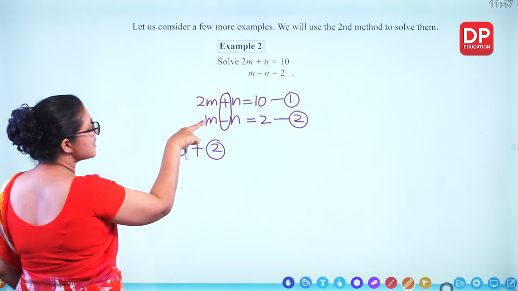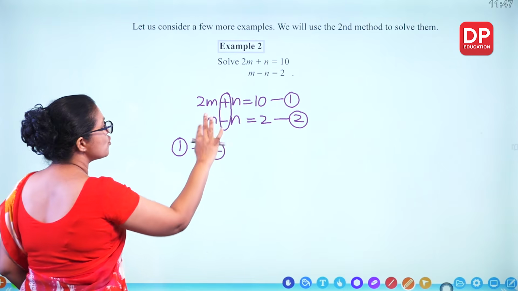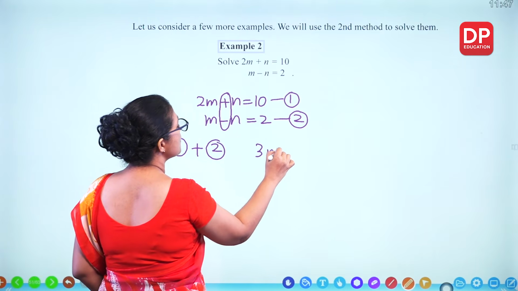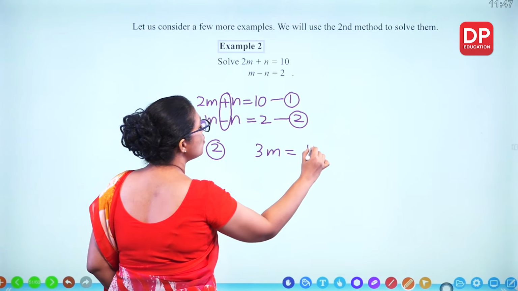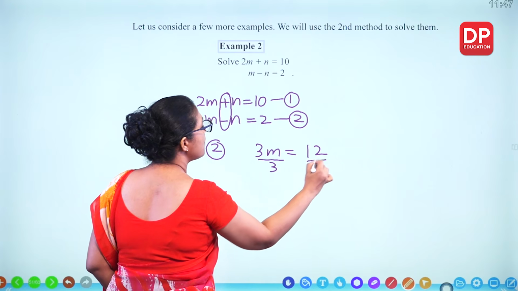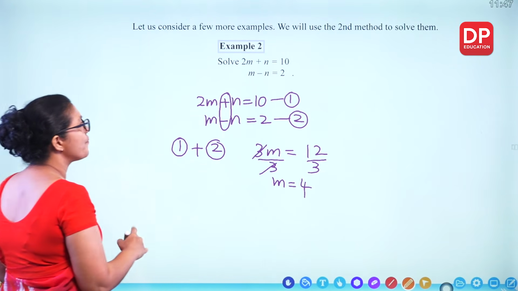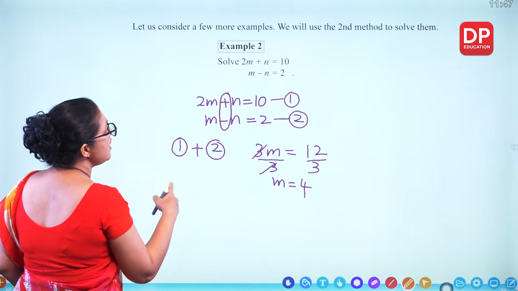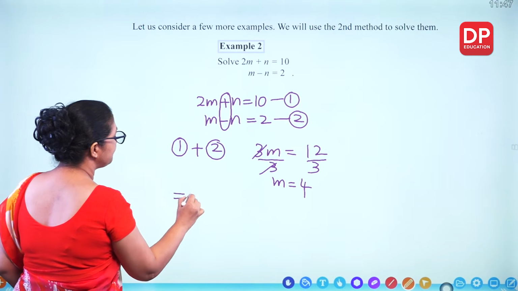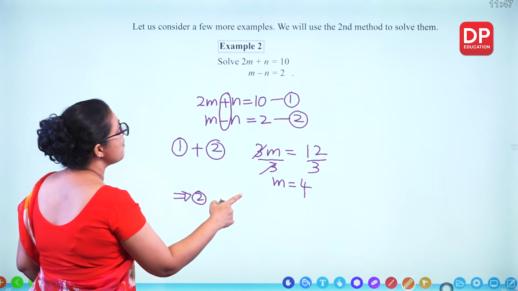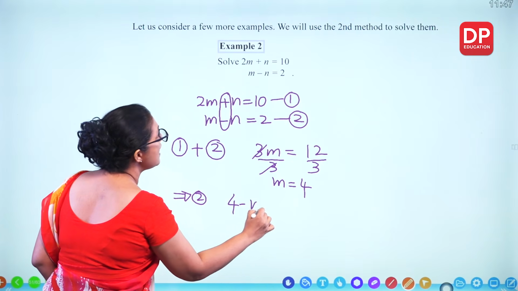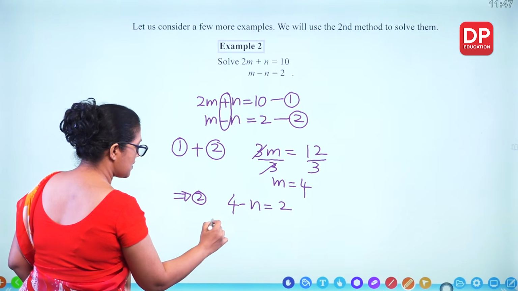So when you add it, n gets cancelled out. 2m plus m becomes 3m. 10 plus 2, 12. Divide this by 3. You get m equals 4. Now take any equation. I'll take the second one. Substitute m equals 4. 4 minus n equals 2. Subtract 4.